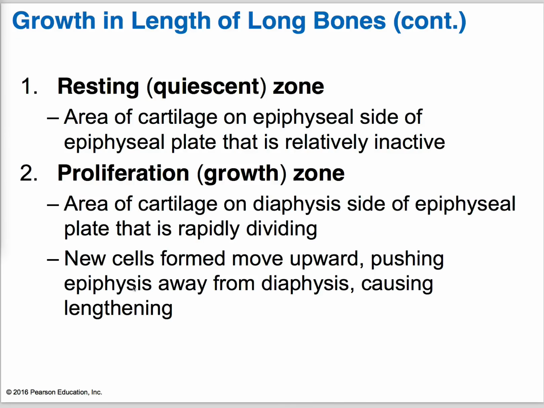As these cells are dividing, they start to accumulate in stacks, kind of like stacks of coins. As this is happening, the ends of the bones are getting pushed away, so the diaphysis is lengthening. As more and more cells are being added, that takes us to the next zone, zone number 3.